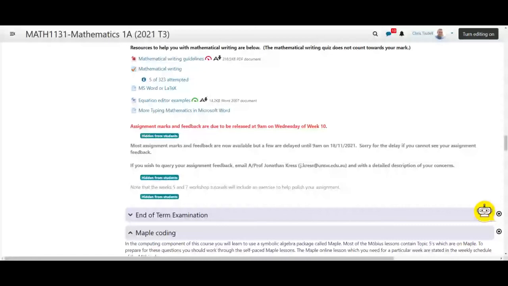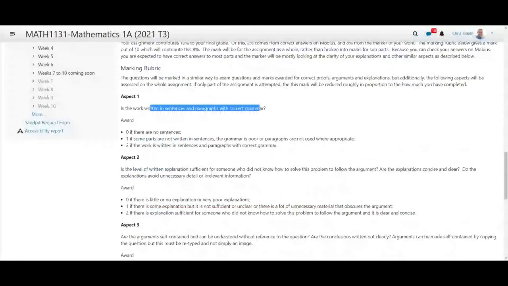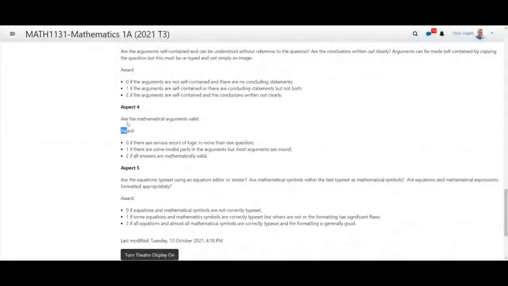So yeah, Denzel, I think that's my advice. Just be really careful checking all your work against the five elements here, right? So correct sentences and paragraphs, clarity, self-contained, correct mathematically, and proper typesetting.